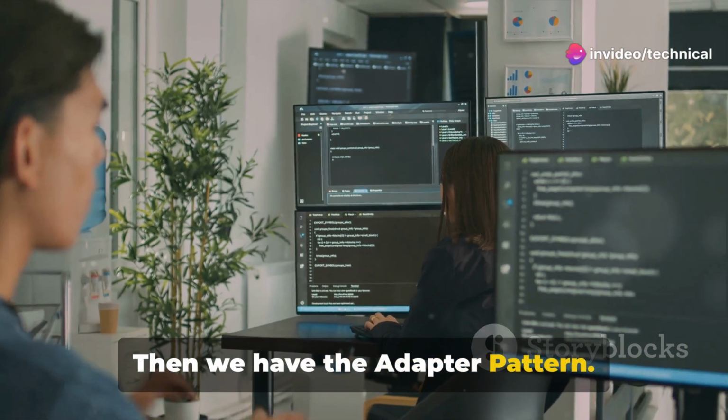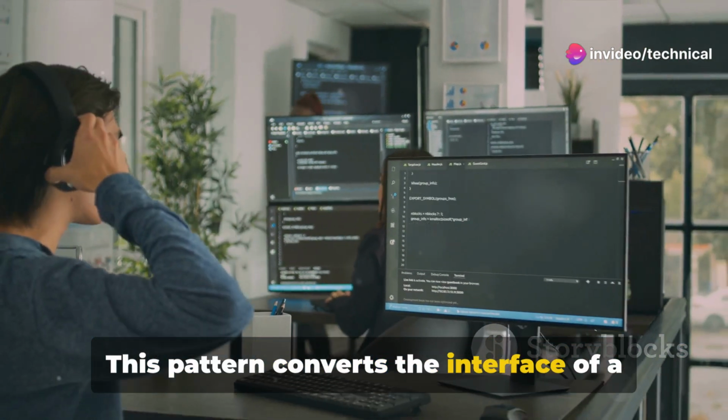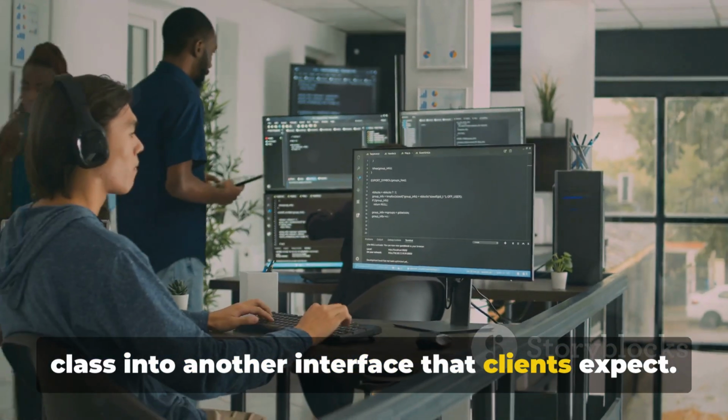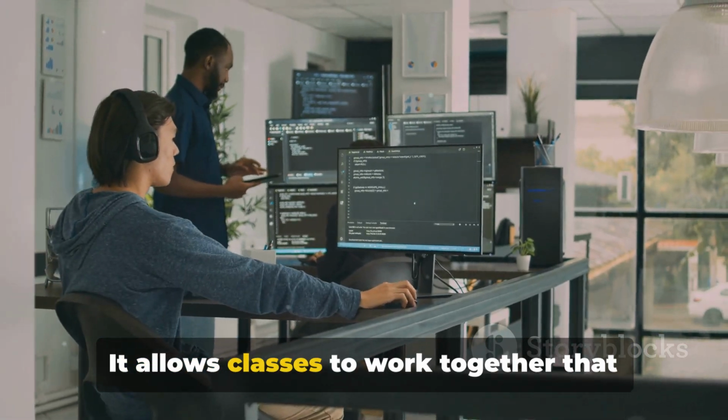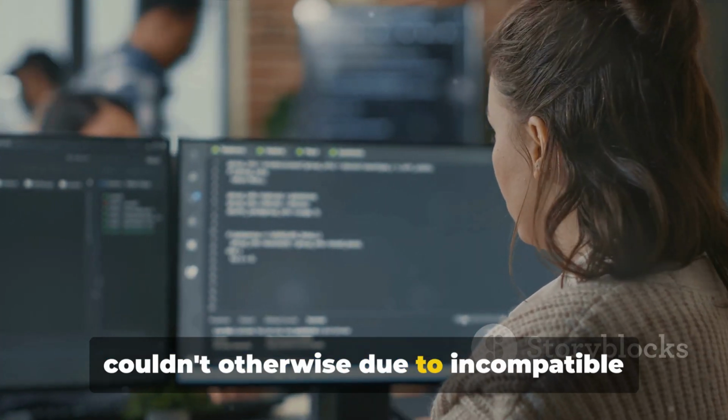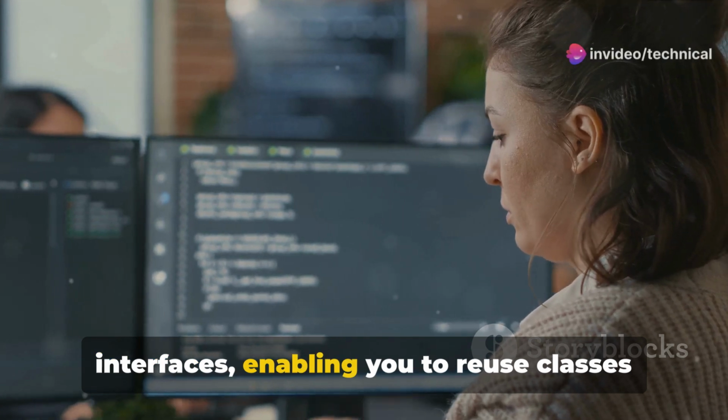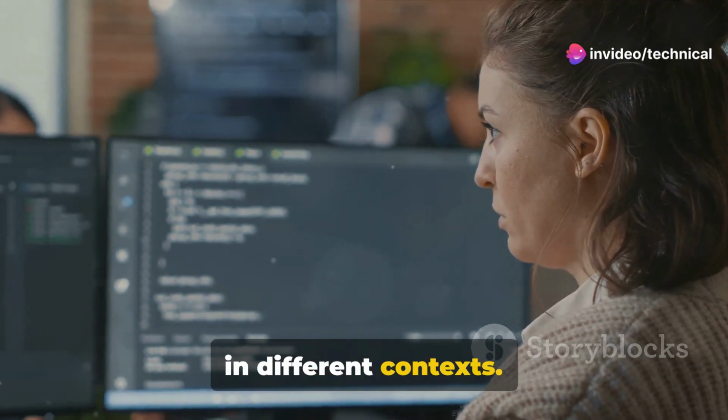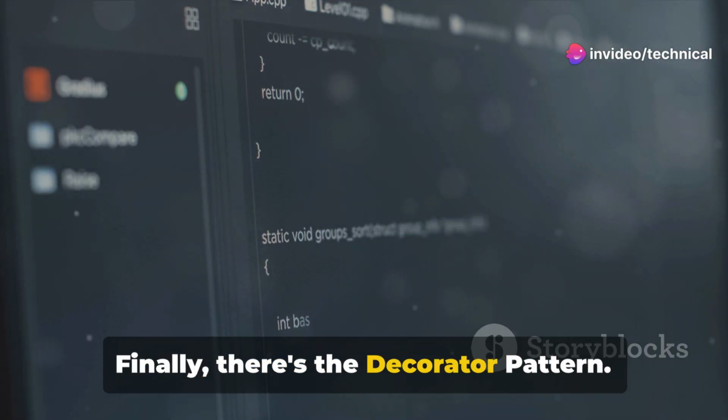Then we have the adapter pattern. This pattern converts the interface of a class into another interface that clients expect. It allows classes to work together that couldn't otherwise due to incompatible interfaces, enabling you to reuse classes in different contexts. Finally, there's the decorator pattern.